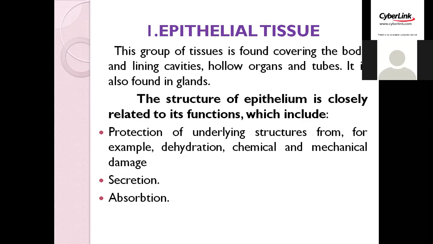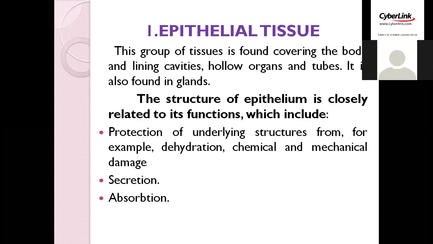Okay, so you have to remember where it is usually found. This epithelial tissue is usually found covering the body and lining cavities. It can be your heart, your small intestine, your uterus, ureters, all this. Whenever we say hollow organ, that means organs which have a hollow. Hollow means empty, right? Nothing is inside. So this is where it usually lines, and lining means it covers.